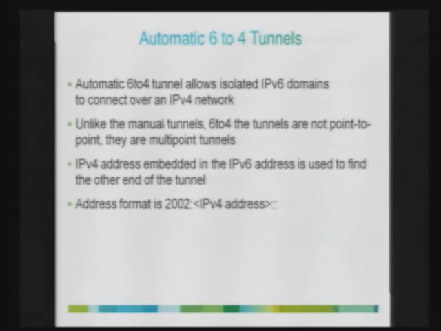And unlike the manual tunnels, as I mentioned earlier, 6-to-4 tunnels are not point-to-point. They are point-to-multipoint. And the key here is the V4 address is embedded. When somebody gets an address in 6-to-4 format, he can extract the V4 address from the V6, and that can be used to transport the V6 packets over a V4 network, so that it will receive the V4 address, whichever is the destination address, right, and then from there it can be de-encapsulated and extracted.